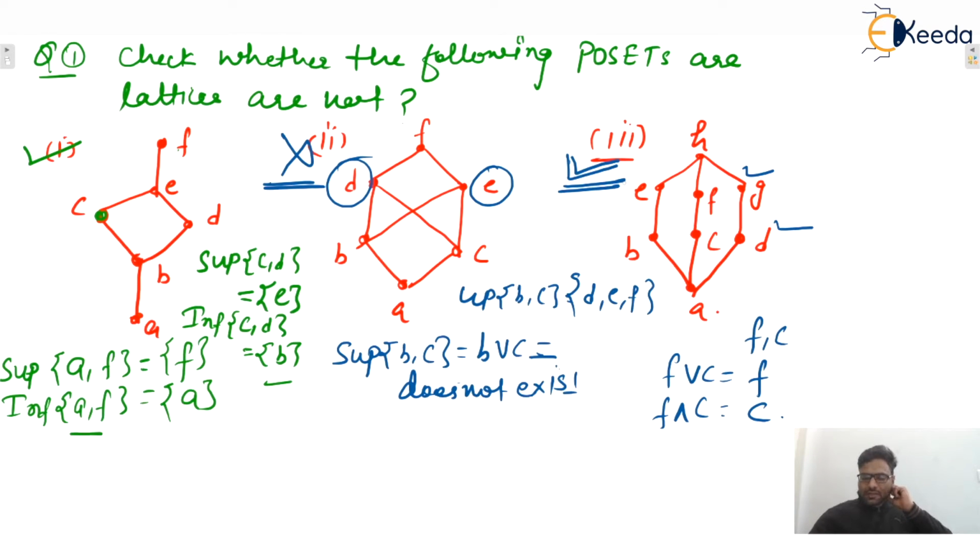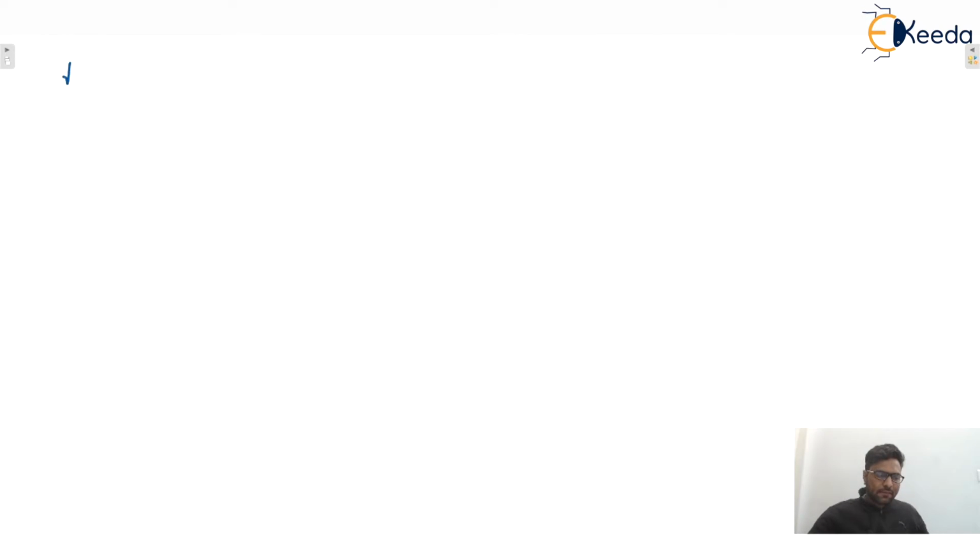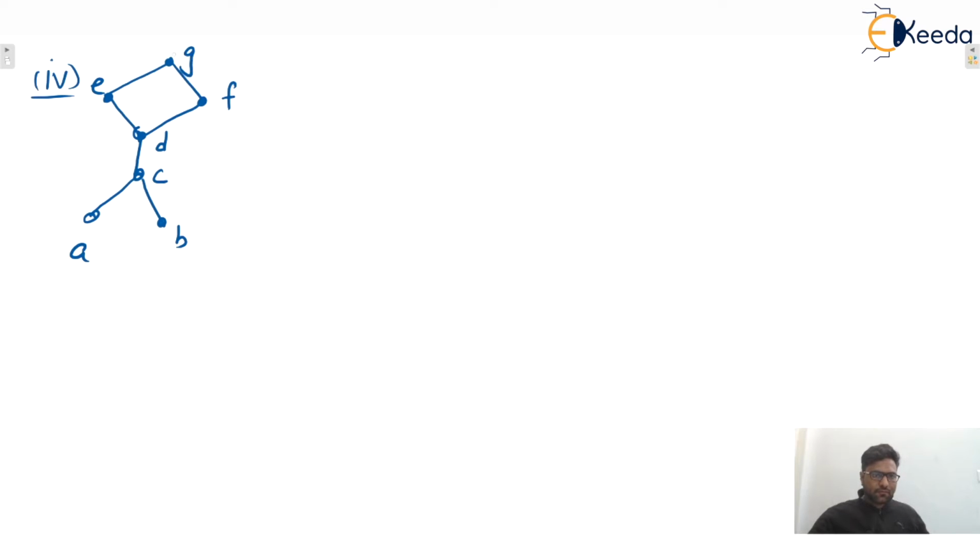Okay. Write down the next one. Let's say one more lattice is given to you, the fourth one. Let's say that is A, B, C, D, E, F, G, isn't it? So that is the given Hasse diagram. So we need to check whether this one is a lattice or not.